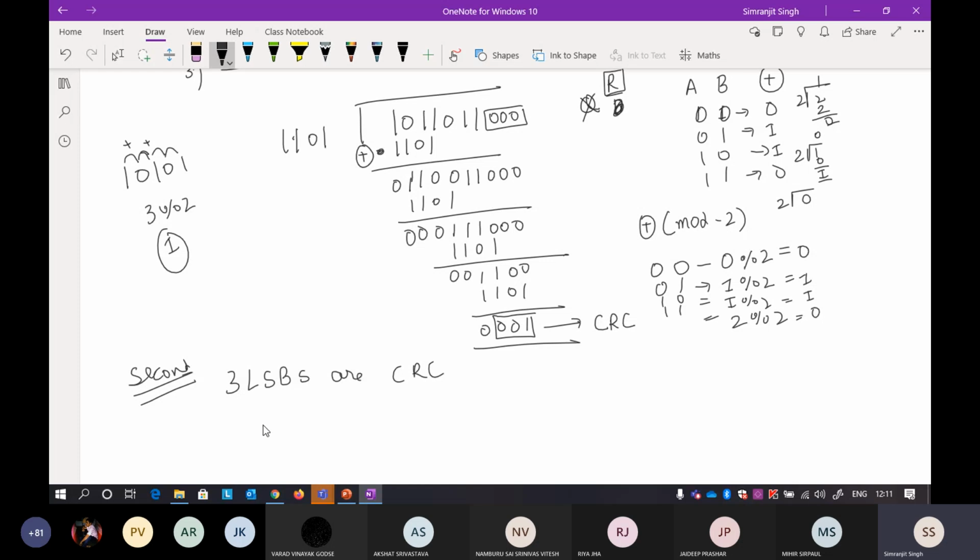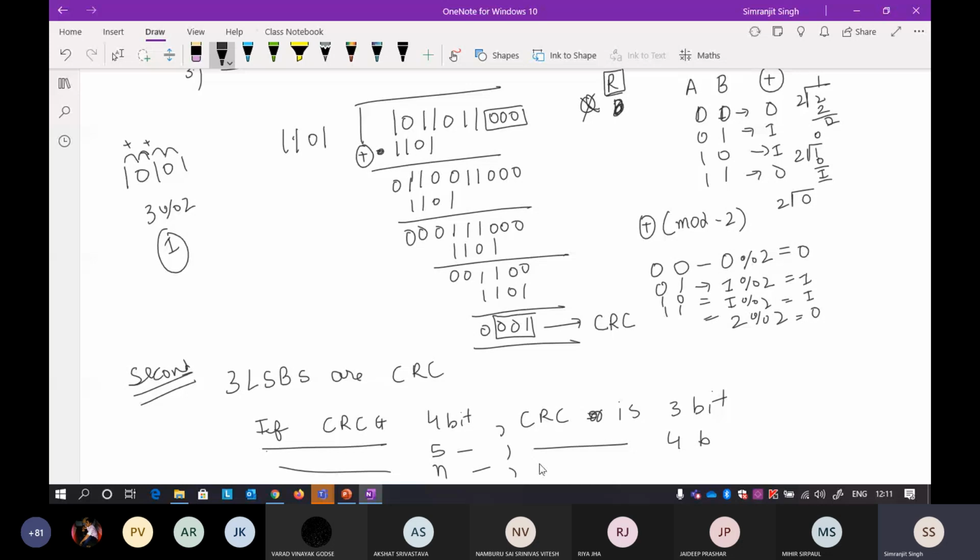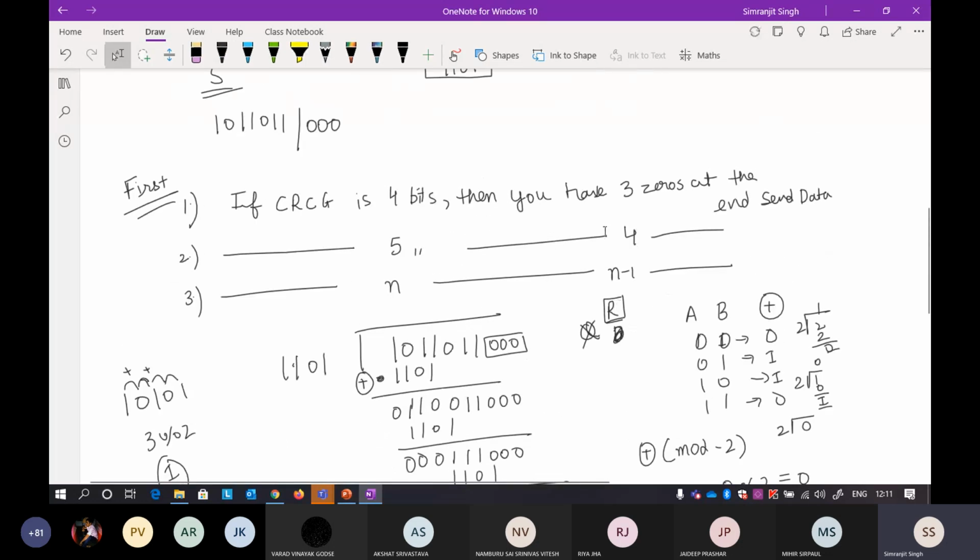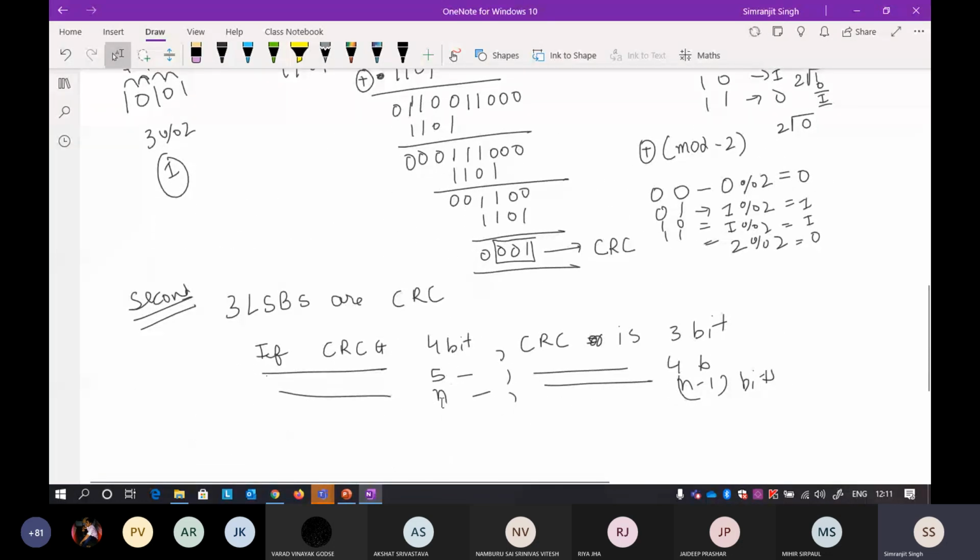What is the meaning of it? If your CRC generator is 4 bits, then your CRC will be, at the remainder, 3 bits. And if your CRC generator is 5 bits, your CRC will be 4 bits. So we can conclude, if your CRC generator is n bits, your CRC will be n minus 1 bits. So there are two things. If your CRC generator is n bits, there are n minus 1 zeros you will add at the end. And if your CRC generator is n bits, there are n minus 1 bits you will consider as a CRC.